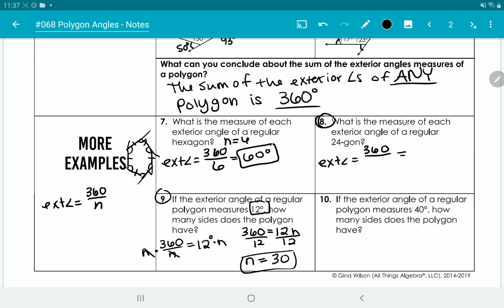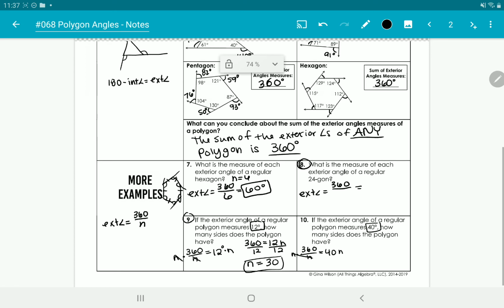So do this one in the same way. It gives you the exterior angle is 40. So we have 360 divided by n equals 40. Again, you're going to multiply by n on both sides. Those are going to cancel, and you can solve for n that way. I want you to go ahead and finish that one.